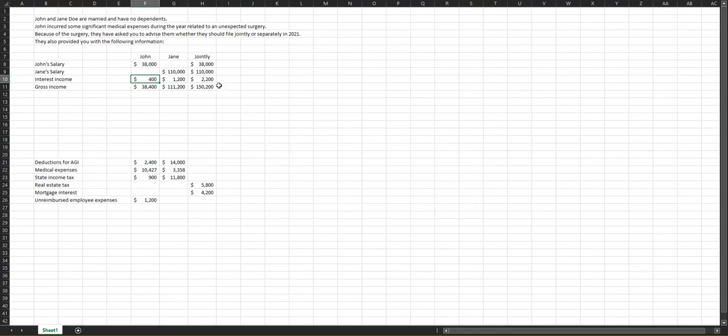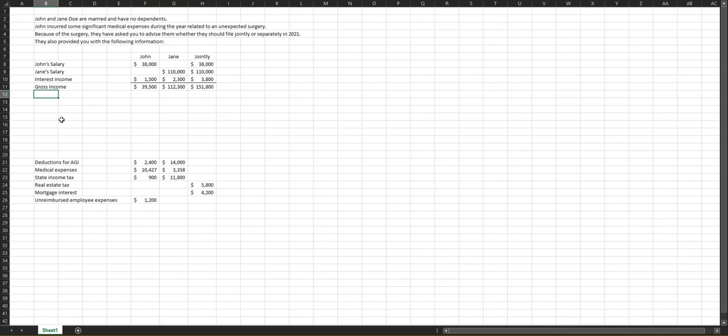So we know that the 400 is going to become 1,500 because we're going to take this joint interest income that they have together and distribute it between the two. So the 400 will become 1,500, and then the 1,200 will become 2,300. And then when you add these together, that will end up being $3,800 worth of interest income between the two of them.